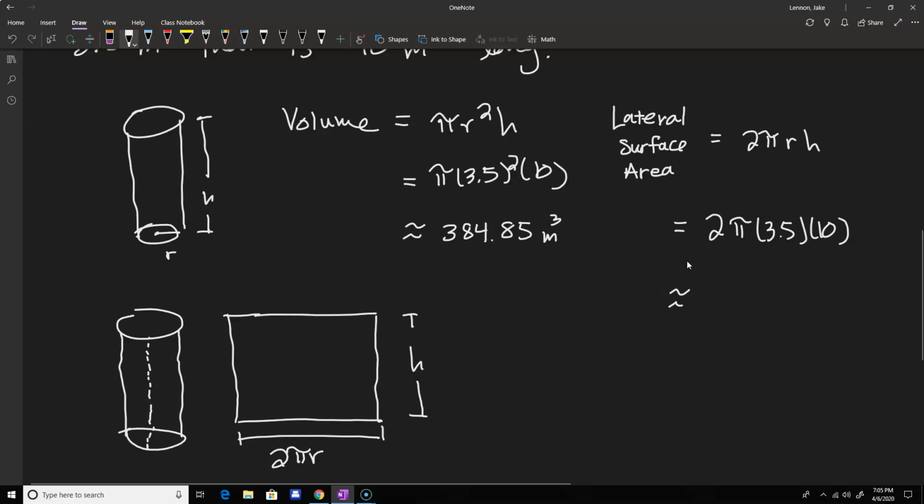So what do we get there? We get 219.91, and that is meters squared. All right, so what about the next example?